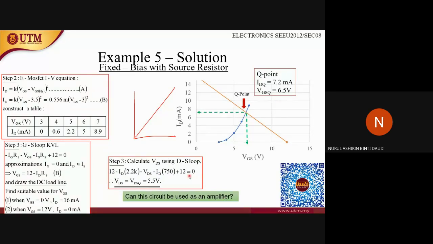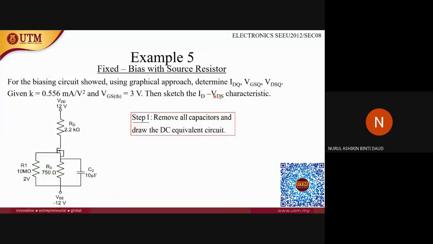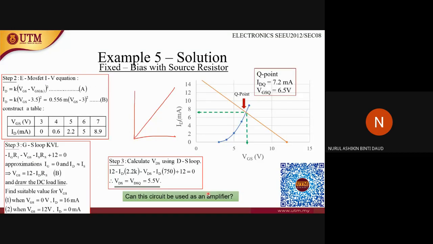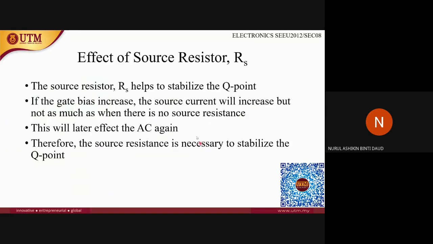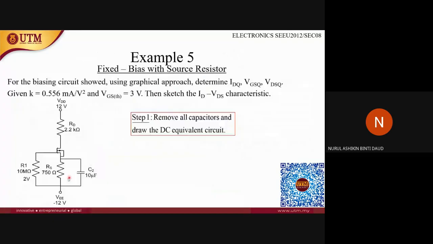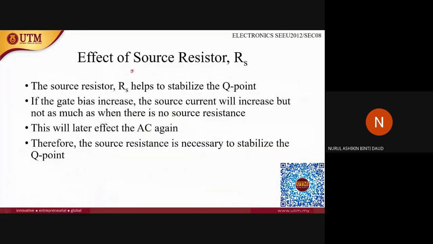So you can see the relation between ID and VDS characteristic to say whether the circuit can be used as an amplifier or not. All right. So we can see here the effect of this resistor RS. What are the effects of the source resistor RS? The source resistor RS helps to stabilize the Q point.